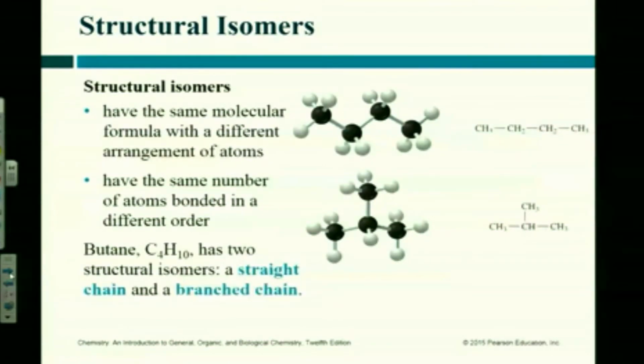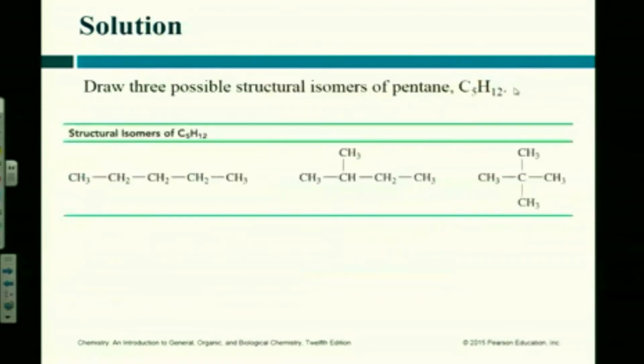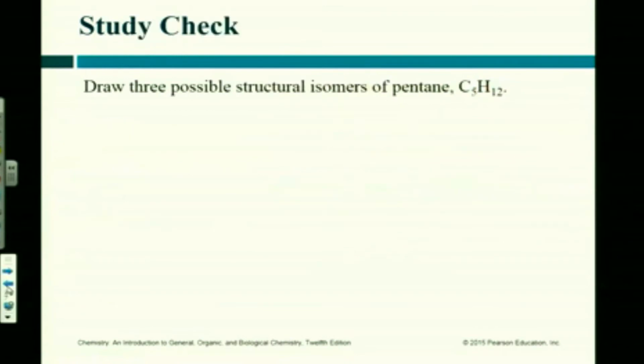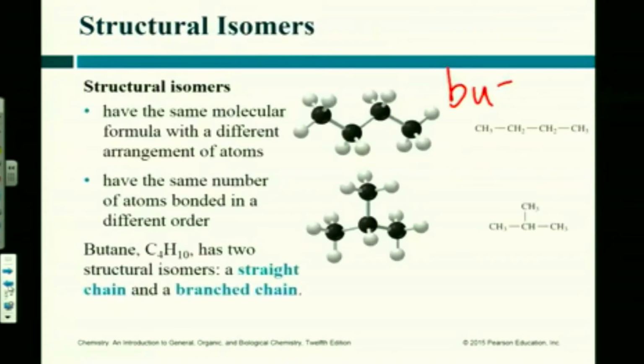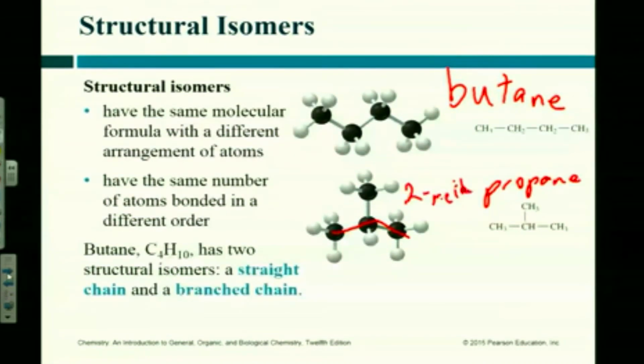What's the name of this one here? This has 4 carbons. This is butane. Now look at this one. It still has 4 carbons, but this is now a form of propane. It is 2-methylpropane. We're going to talk about why that is in a minute, and get to being able to name this.